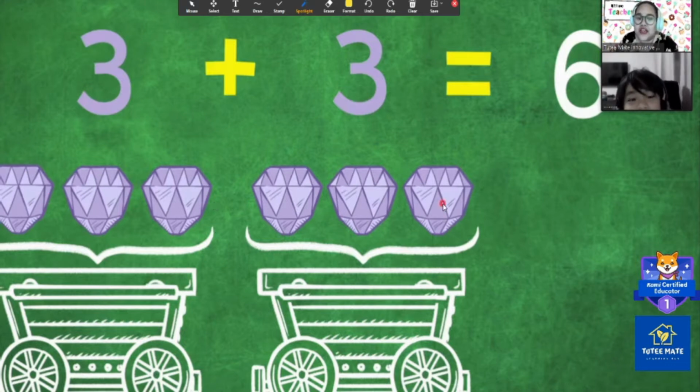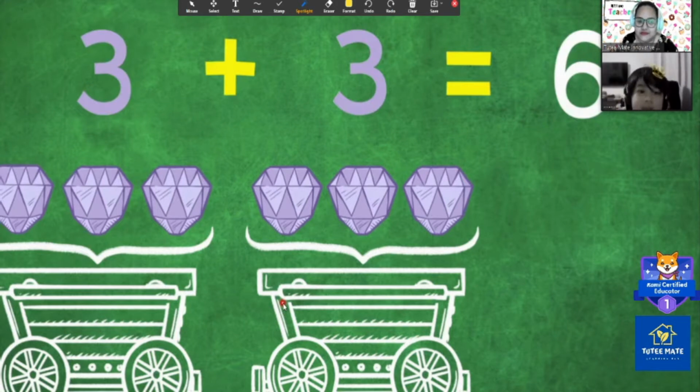Okay, remember what I said first. There are 6 sapphires and it is shared into 2. So if you're going to represent it through drawing, there are 2 groups with a total of 6 diamonds or sapphires or gems. If you're going to represent it using plus, it will be 3 plus 3 is equal to 6.